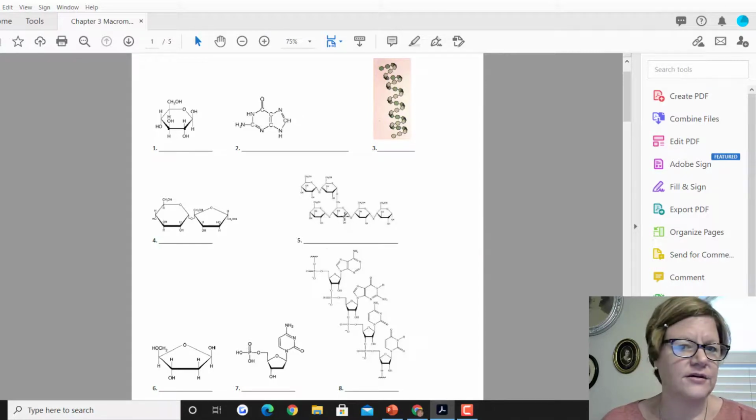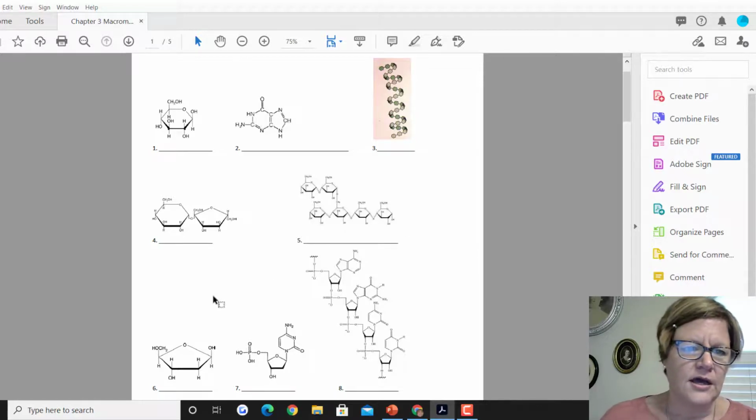You could say it could be glycogen. You can't tell for sure. Something like that. On number 6, that's a monosaccharide. Even if you don't know the name, monosaccharide, simple sugar, something like that.